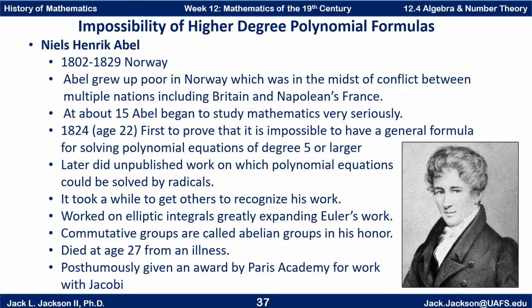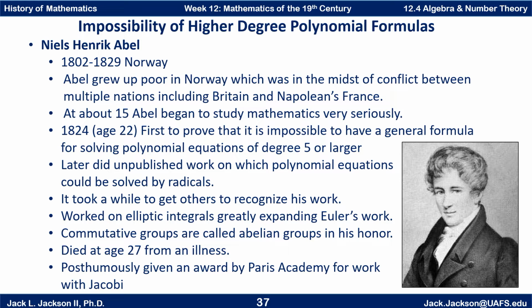We honor him by calling commutative groups abelian groups in his honor, although usually I see abelian groups written with a lowercase a, which it should be uppercase since it's basically his name. Other folks get their name capitalized, but abelian groups are such a fundamental type of groups that we just put a lowercase a. He died at a very young age, at 27, from an illness.